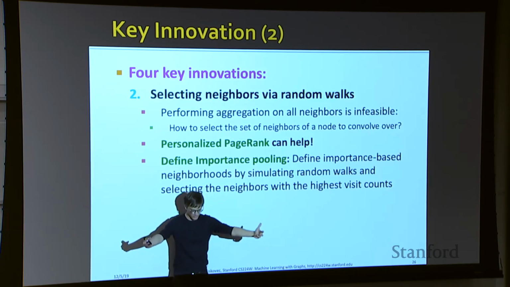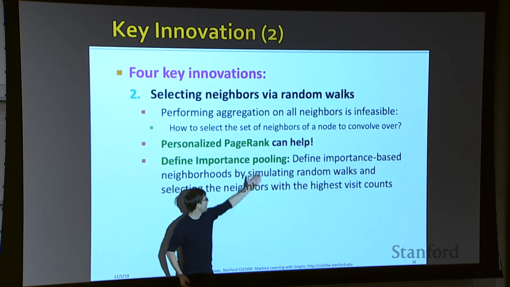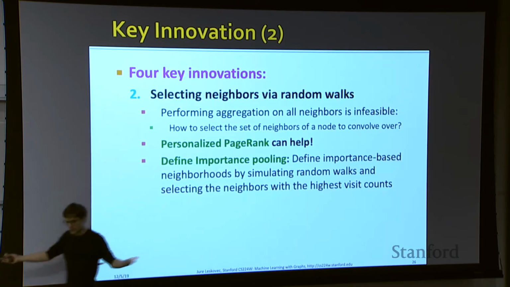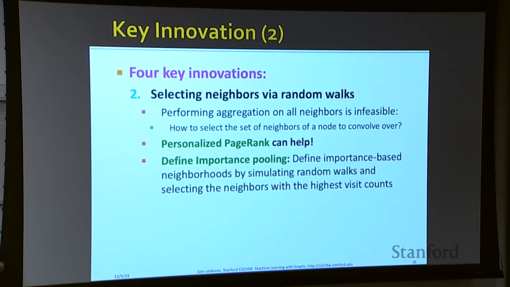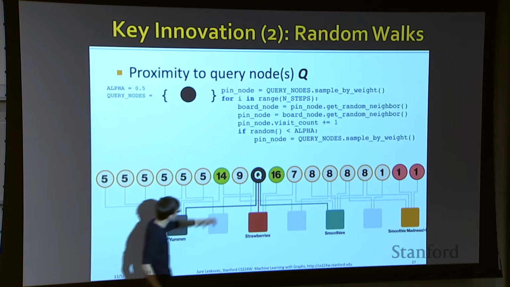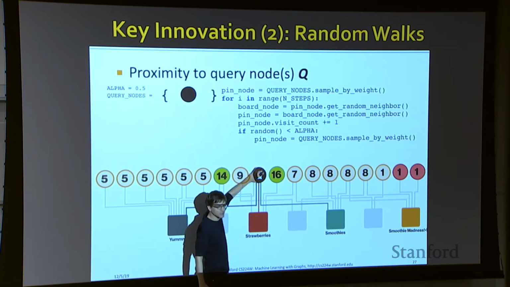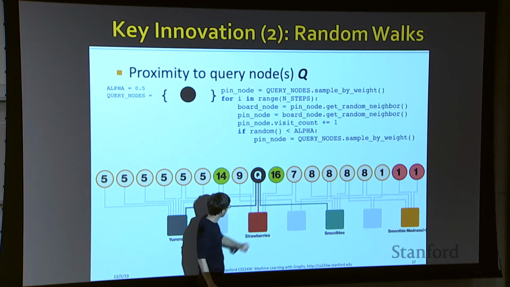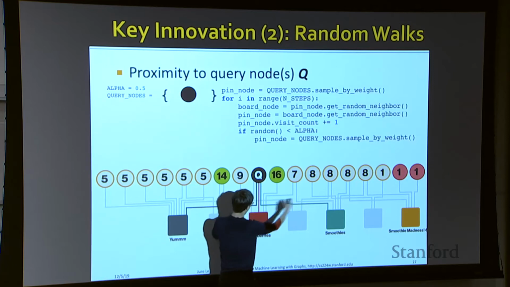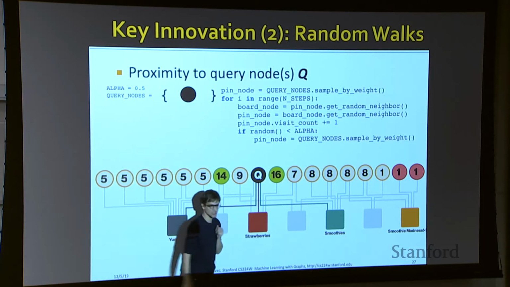Pooling means you collect the information, you add it up, but you add it up based on the importance of every node. You don't do it just kind of uniformly. That's essentially the idea. So how are we going to do that? If I have my pin I'd like to embed, then, for example, this pin has a lot of other pins with which it shares boards.